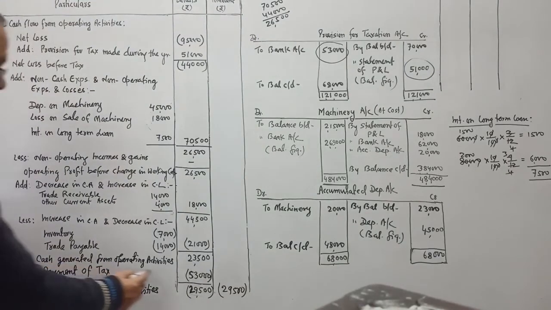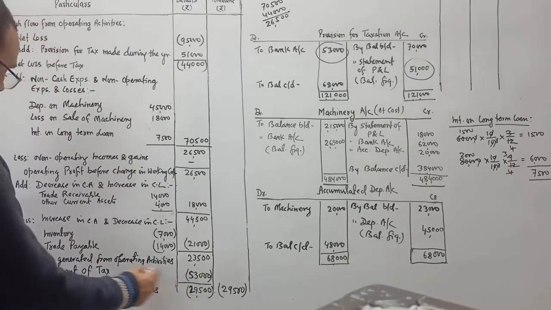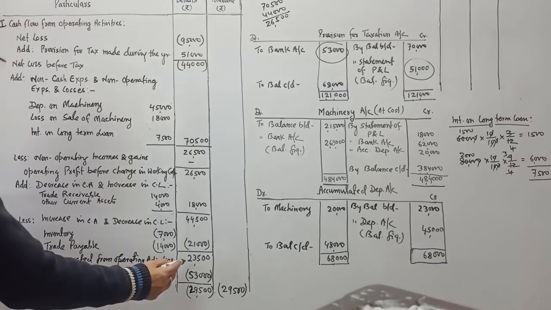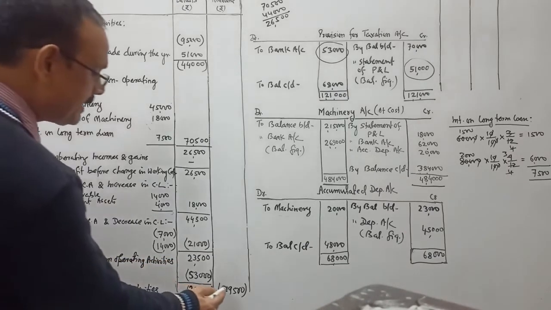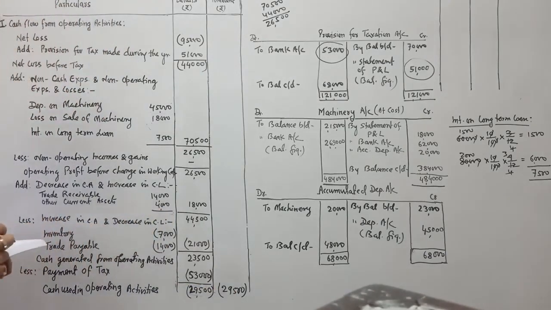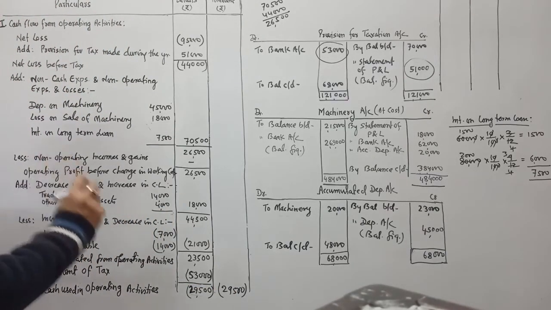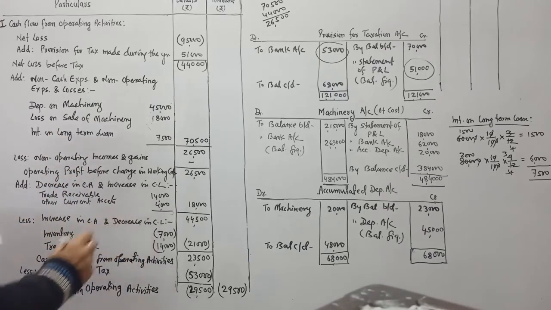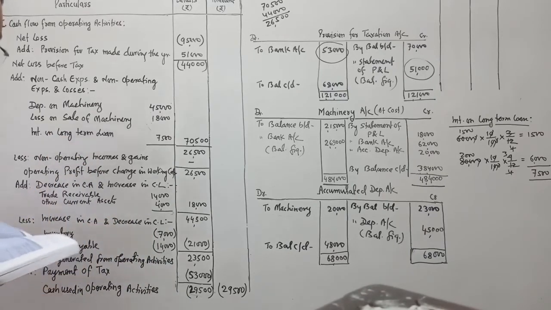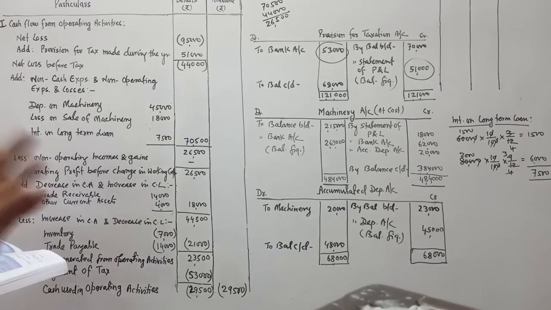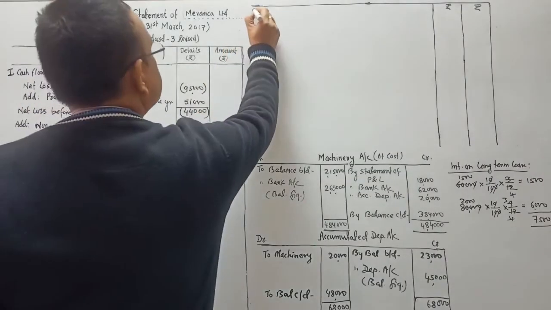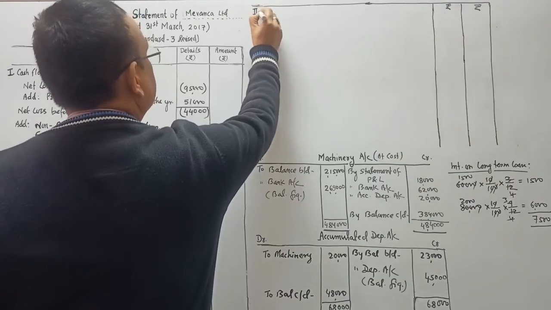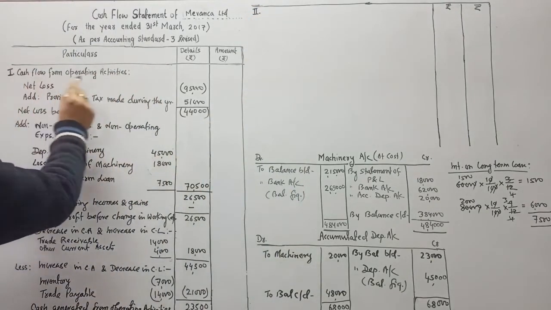So after deduction of payment of tax 53,000 from the cash generated from operating activities, the final is cash used in operating activities 29,500. It's a negative figure. You write it over here, cash flow from operating activities, and here it is cash used in operating activities. First activity is cash flow from operating.